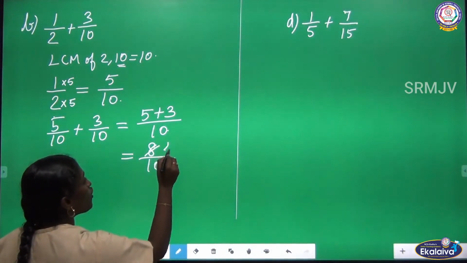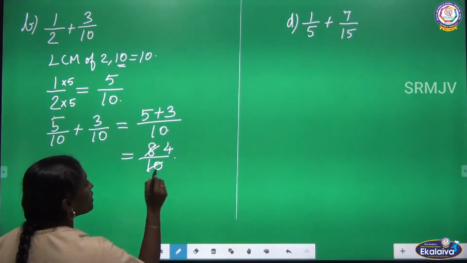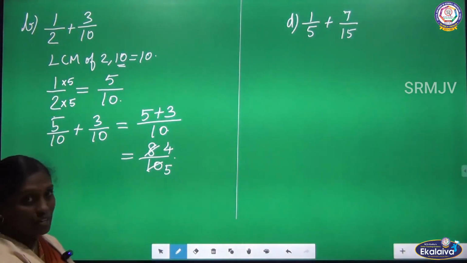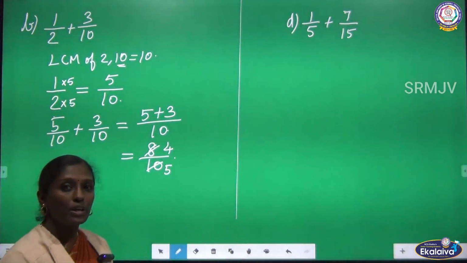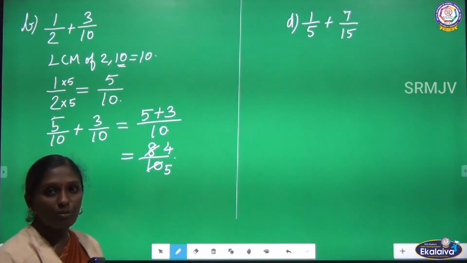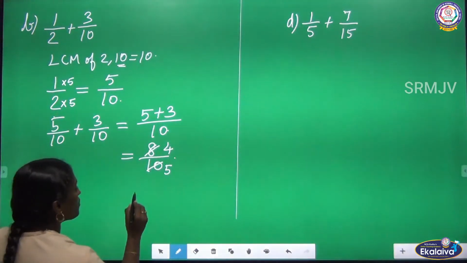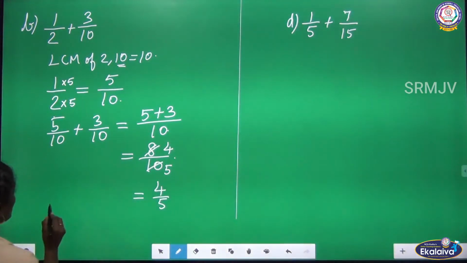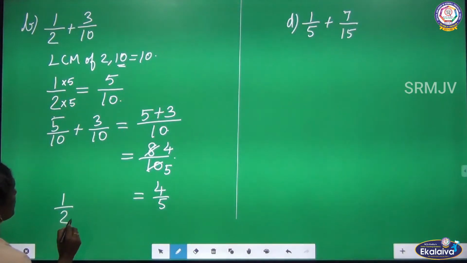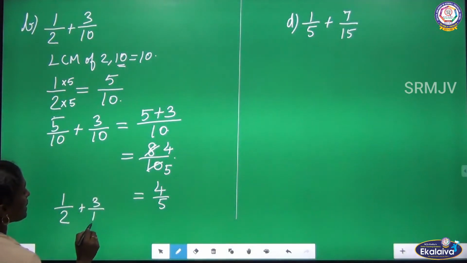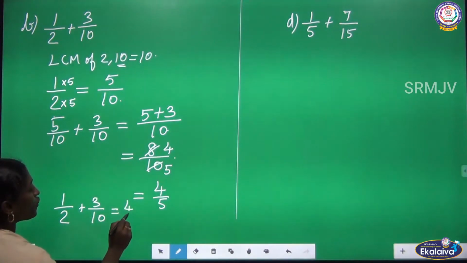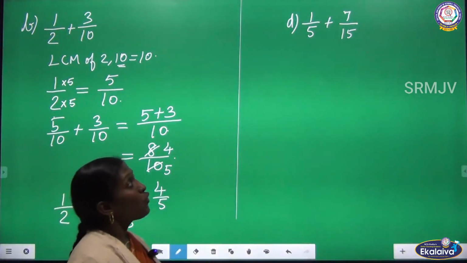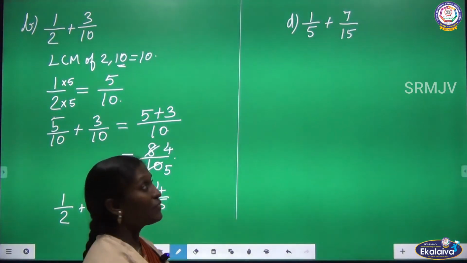In the 2 table 4 times and in the 2 table 5 times 10. Now we got 4 by 5. 4 and 5 are co-prime numbers, so there is no other possibility to reduce the fraction. 4 by 5 is the lowest term. Okay. So what is the given question? 1 by 2 plus 3 by 10 is equal to 4 by 5. Is it clear? Then the next question, 1 by 5 plus 7 by 15.